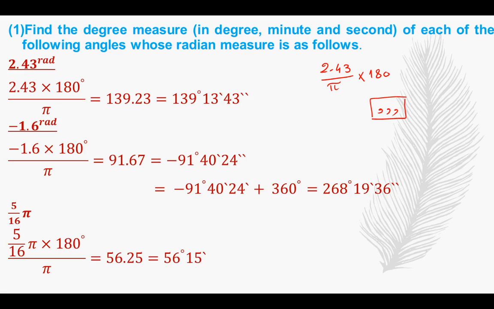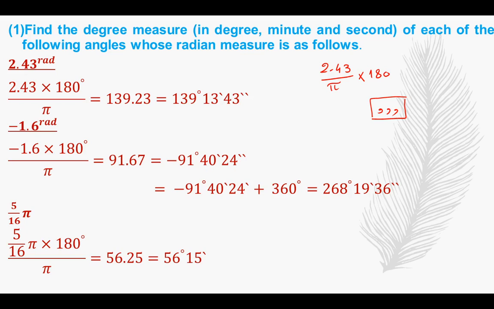Here we have a radian measure and we want to convert it into degree measure. So by using the same rule, negative 1.6 multiplied by 180 divided by pi, you will find that the measure of this angle will be 91 degrees, 40 minutes and 24 seconds.